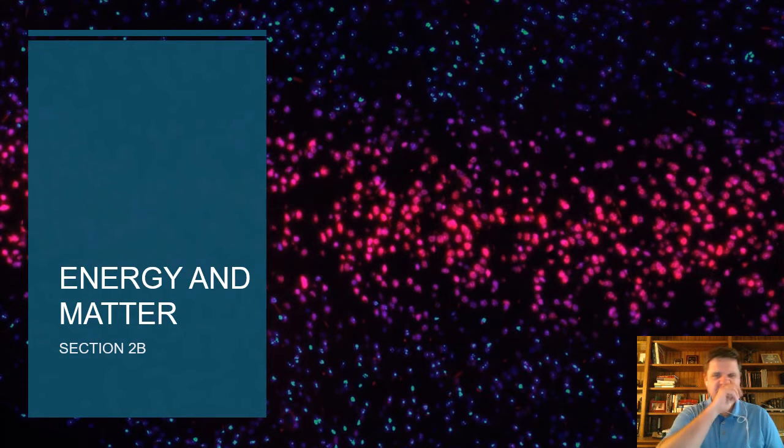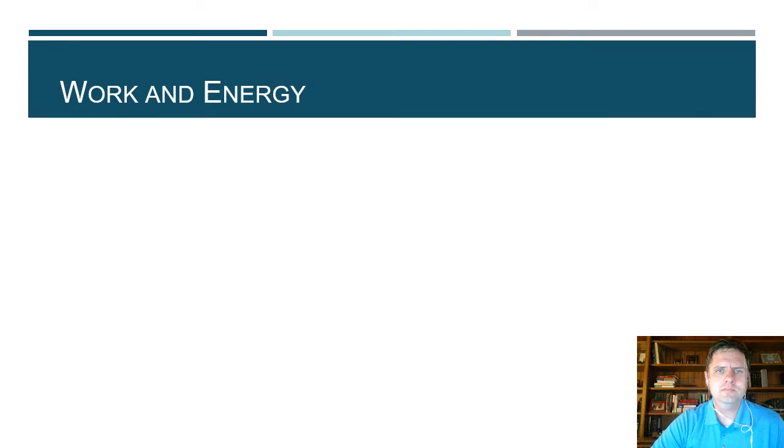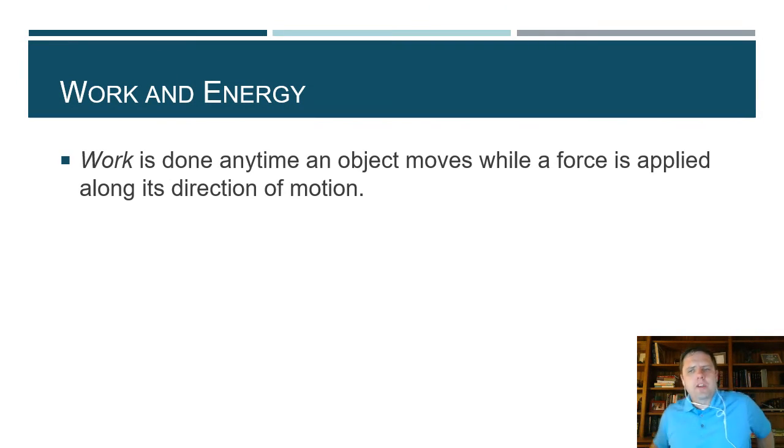All right, this brings us to section 2B in your book on energy and matter. So let's talk about work and energy for a minute. Work is done anytime an object moves while a force is applied along its direction of motion. Work only happens if the object moves in the direction of the force being applied. Otherwise, no work is being done. So you can apply a force, but no work is done until it actually moves.